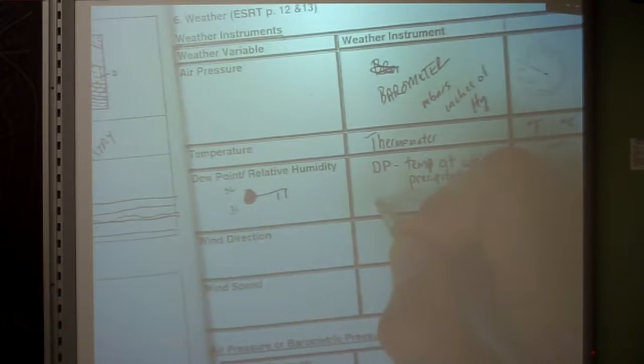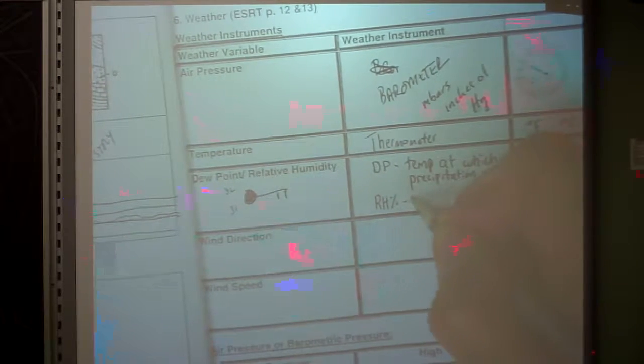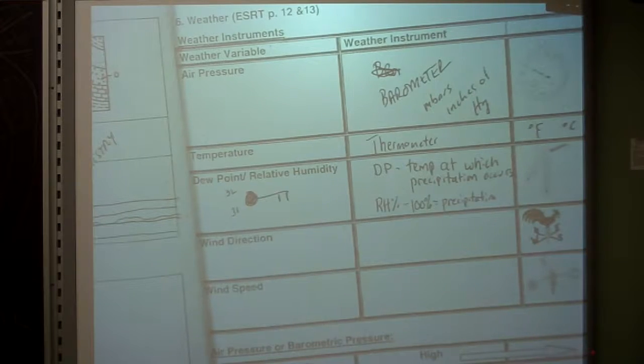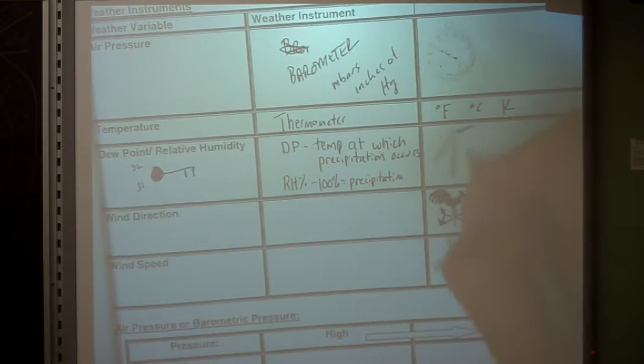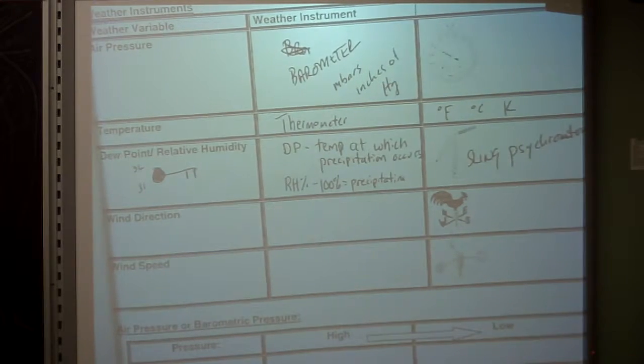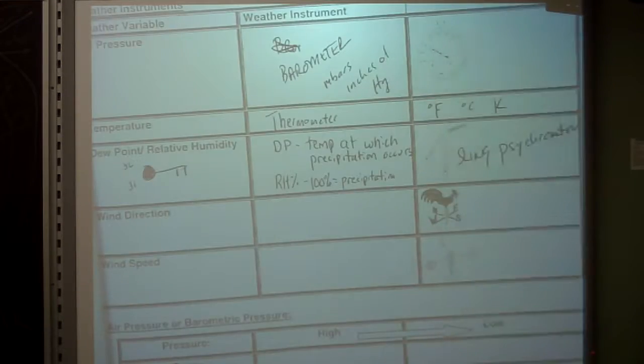Relative humidity is the amount of moisture in the air, and what I'll just put down for relative humidity is 100% usually equals precipitation. So the closer we are to 100%, the more likely it is to rain. Now, for the dew point and relative humidity, we're going to use a device that's called a sling psychrometer. And that's going to give us a wet bulb reading and a dry bulb reading, and the rest is up to you. We've done this chart a lot, and I think that you should be pretty good at using that.